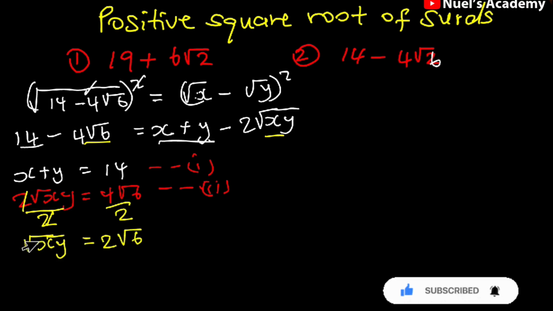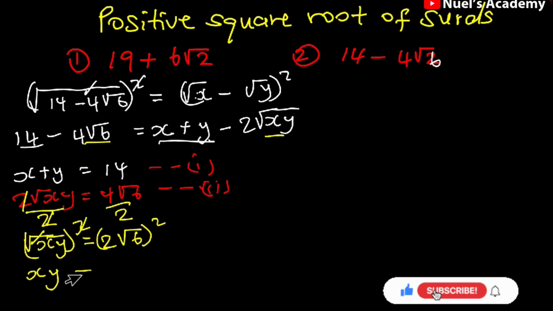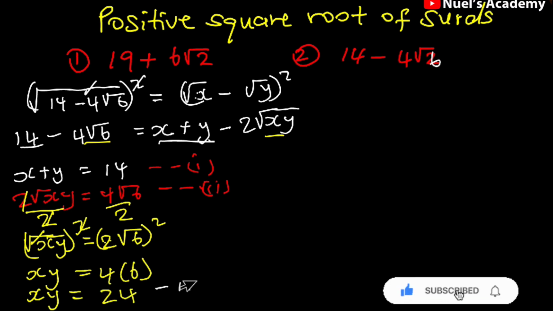So again, let's square both sides to remove that square root. This square will cancel the square root. We are going to have xy is equal to 2 squared, which is 4, multiplied by root 6 times root 6, which is 6. So xy is equal to 4 times 6, which is 24. And so let this be our equation III.